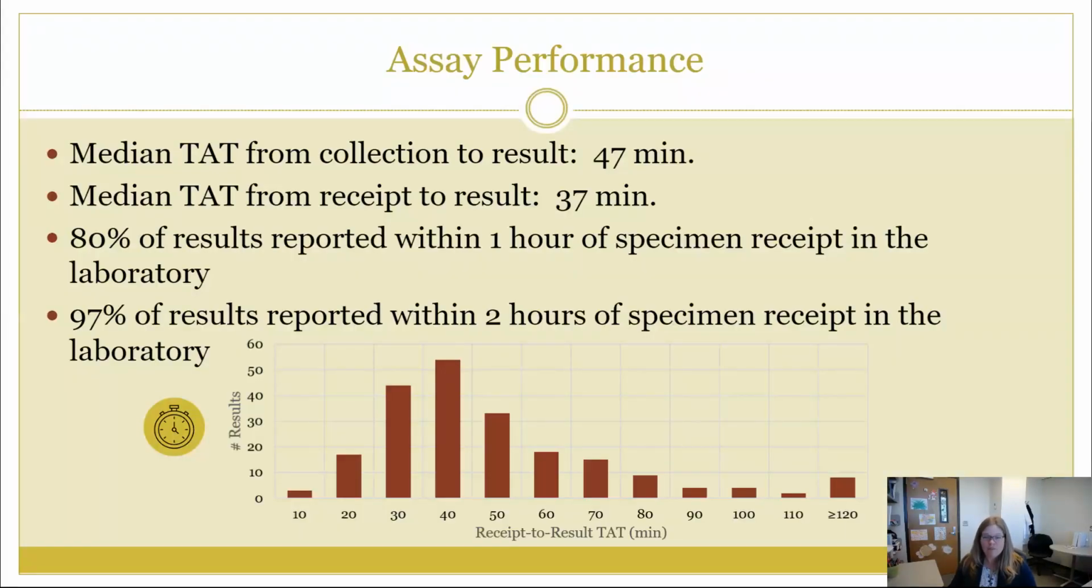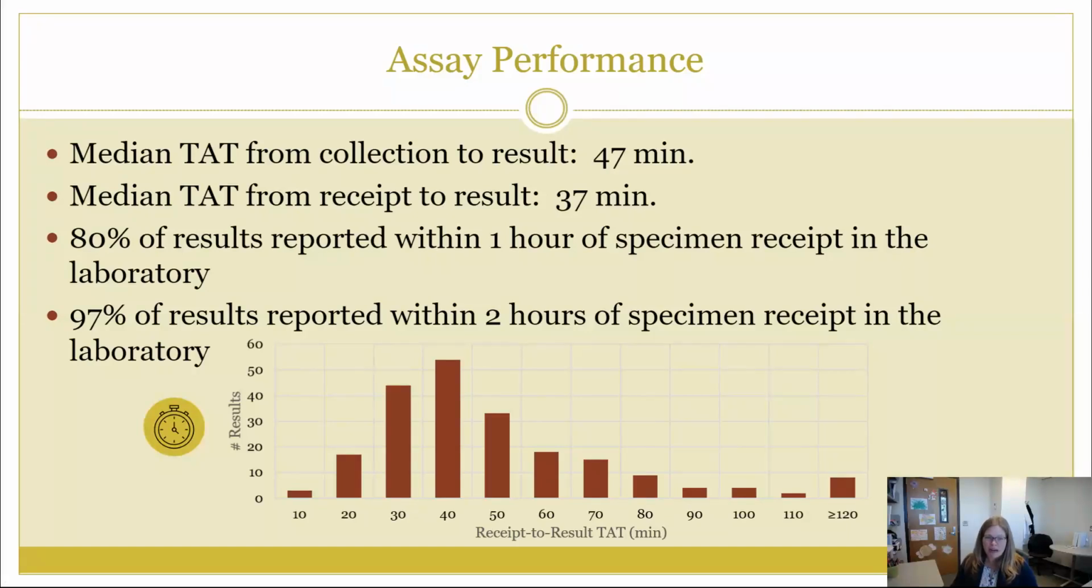So we were very worried about how quickly we'd be able to get results out to our providers, knowing the urgency with which they have to make their reversal decisions. And so in the first couple of years, we carefully monitored and tried to improve our turnaround time. Our median turnaround time from collection to result was 47 minutes. So in-lab time is also quite good at 37 minutes.